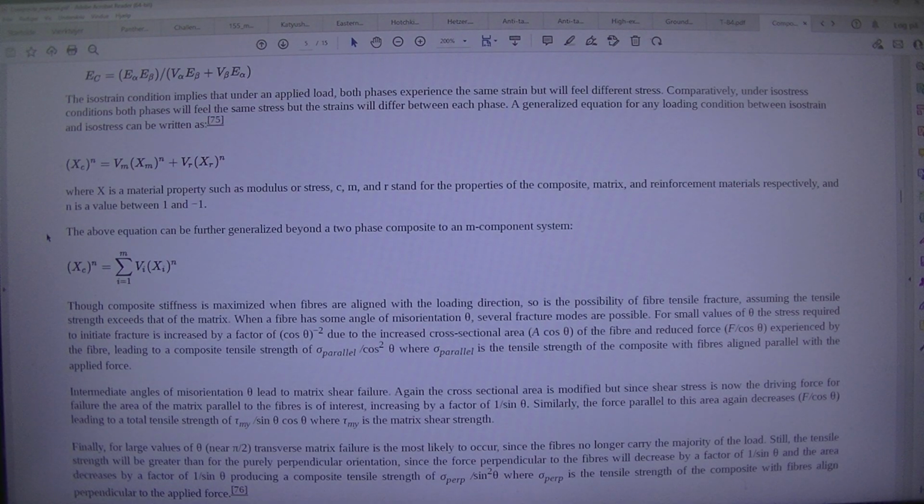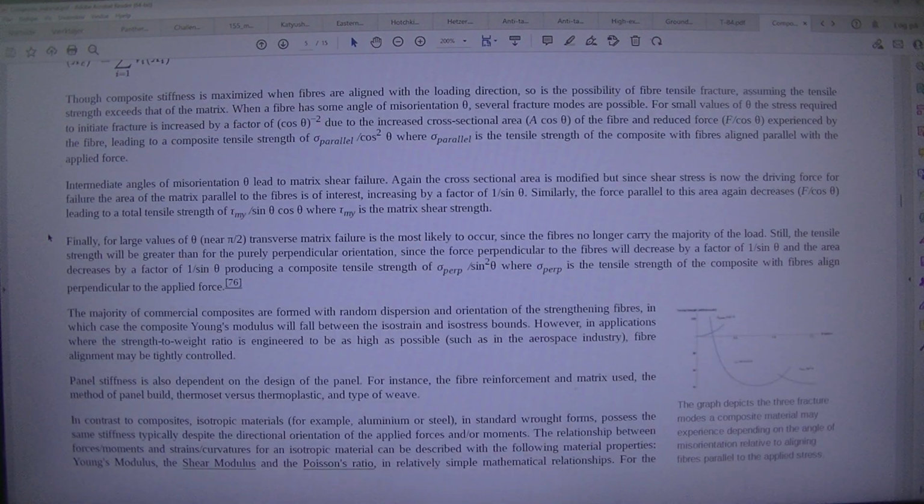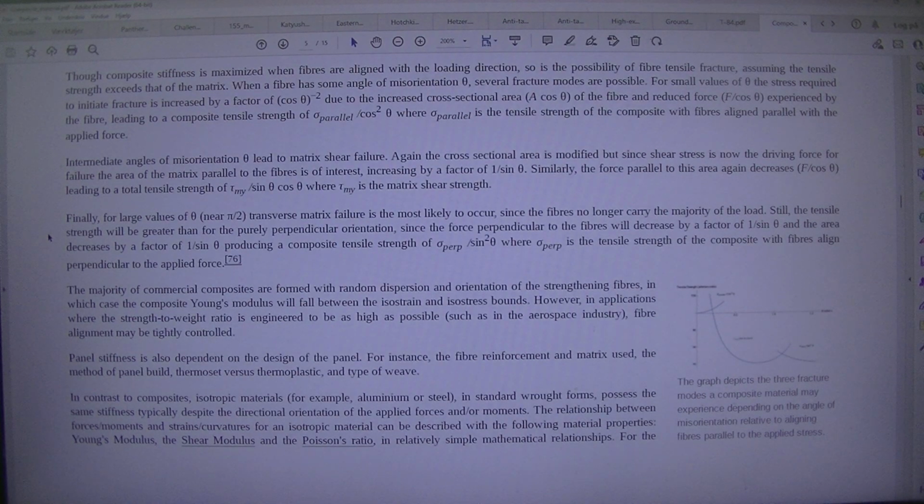The above equation can be further generalized beyond a two-phase composite to an M-component system, though composite stiffness is maximized when fibers are aligned with the loading direction. So is the possibility of fiber tensile fracture, assuming the tensile strength exceeds that of the matrix. When a fiber has some angle of misorientation theta, several fracture modes are possible.